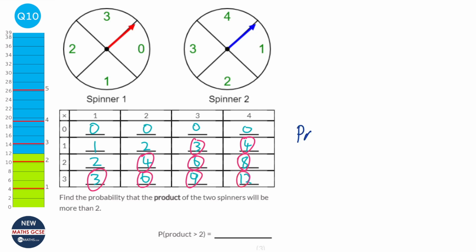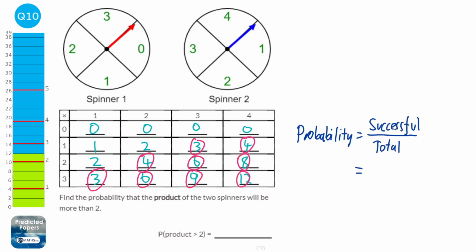And to work out a probability, it's always the successful outcomes over the total amount. So the successful ones are the ones I've circled, so 1, 2, 3, 4, 5, 6, 7, 8, 9. The total are all of them together, where it's a 4x4 grid, so it'd be 16 in total. And so the probability that the product will be more than 2 will be 9 over 16.